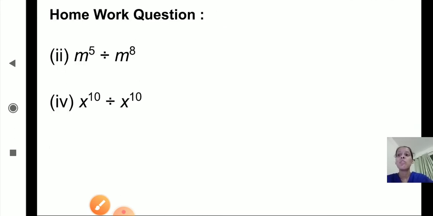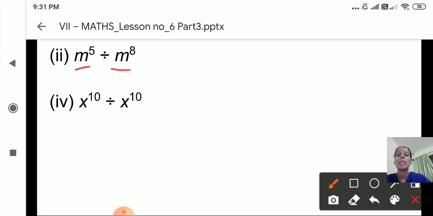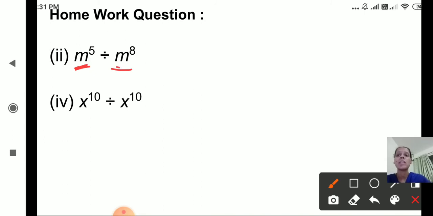Now these are the two homework sums from question number 1. Write down these questions. Second one is m raised to 5 divided by m raised to 8, and the fourth one is x raised to 10 divided by x raised to 10. Here also, the base is same. So what do we do in division? Yes, we will subtract the index. So here index is 5 and here it is 8. So what will come? M raised to 5 minus 8. Now you will do the subtraction and write the answer on your own.